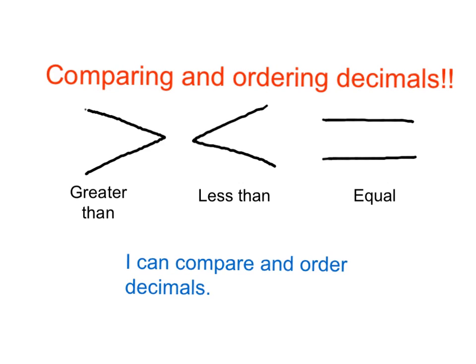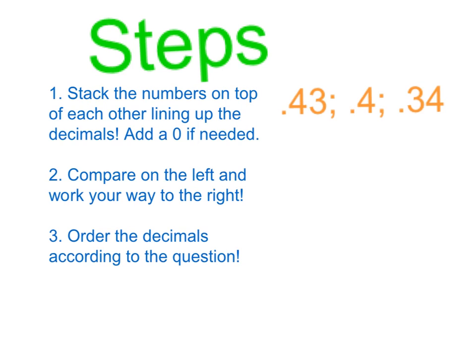I can compare and order decimals. Greater than, less than, equal. Here are the steps for comparing and ordering decimals. What I want to do is, it says to stack the numbers on top of each other, lining up the decimals. Okay, so let's do that.